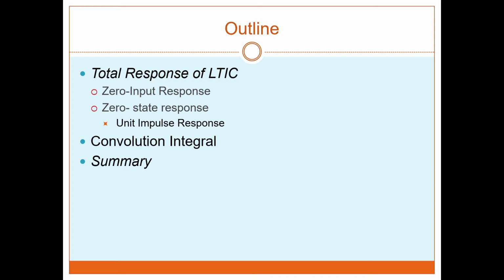In the zero input response, we learned how to calculate the response by assuming the input is zero, but there is an initial condition. For the zero state response, we assume that the initial condition is equal to zero. Using the unit impulse response, we can also find the zero state response. The last part is about the convolution integral, which we are currently learning, and then we will do the conclusion.